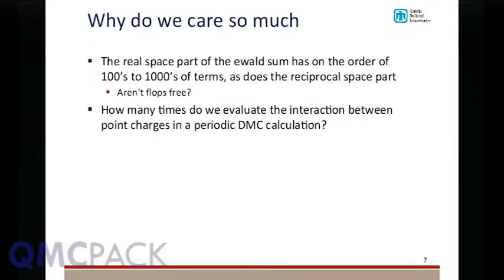So the next question is, why do we care so much to optimize this interaction? I mean, we're doing a fair amount of theory. The real space part of the Ewald sum has on the order of hundreds to thousands of terms, maybe, at worst. So does the reciprocal space. If you think back to the talk on Tuesday, we're getting into the era where calculations are free and data movement is not. So why do we really care?